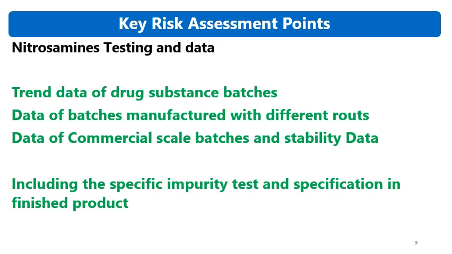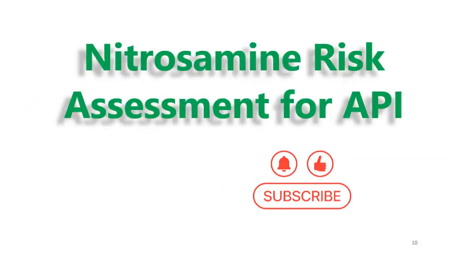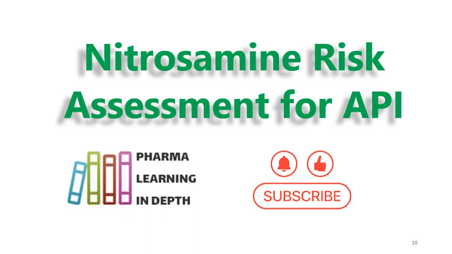And once you have the data of those impurities, then have the complete trend data for the drug substance batches, data of batches manufactured with different routes, data of commercial scale batches, and the stability data. All these should be evaluated critically and control should be there. Also include the specific impurity test and specification in the finished product. So that is the finished product part that is required to be controlled.